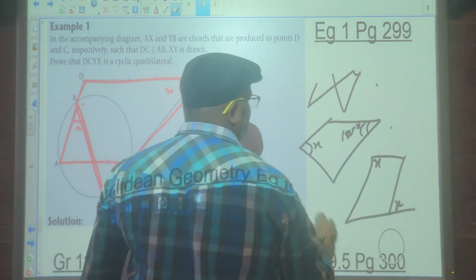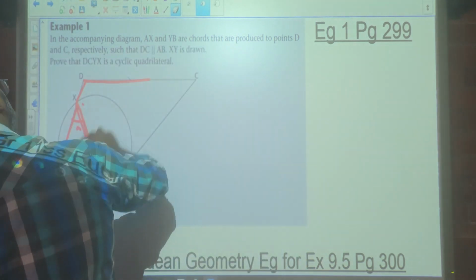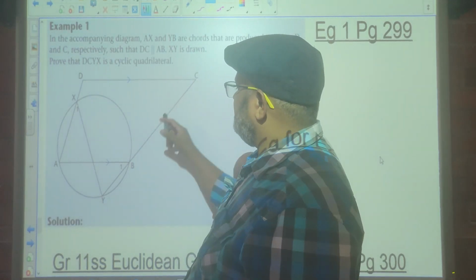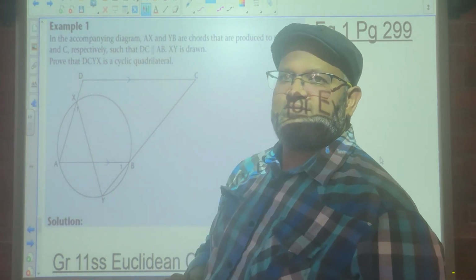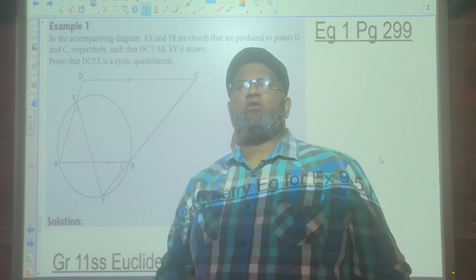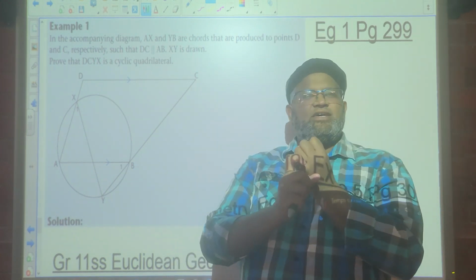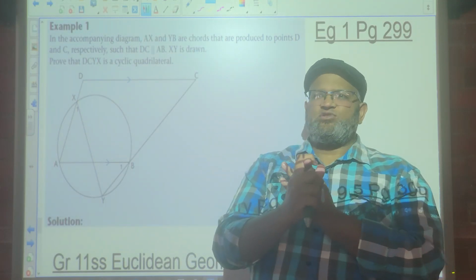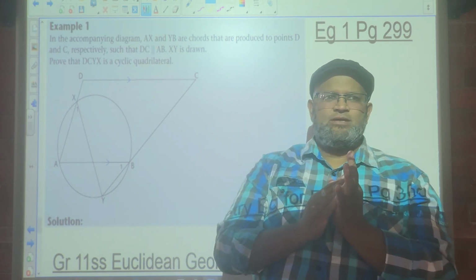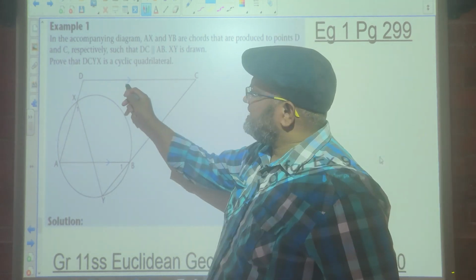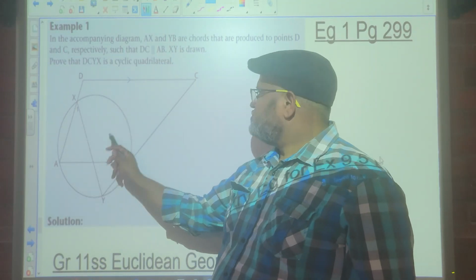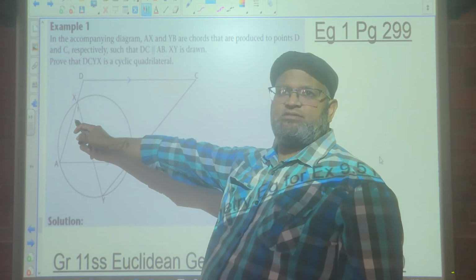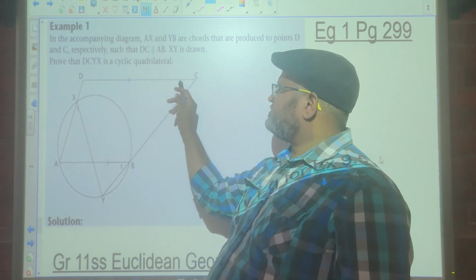So again, the question says, we must prove that BCYX is a cyclic quadrilateral. Okay, how do we prove cyclic quadrilaterals? One of 3 cases. The bow tie, or opposite angles are supplementary, or exterior angles equal to the interior opposite. One of those 3. Okay. So they told us that these lines are parallel. So if you look at the quad, where do you see an exterior angle here? X. So if we can prove that X1 is equal to C, we've done the job.